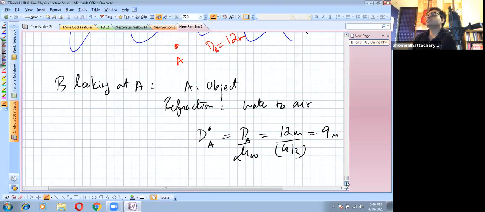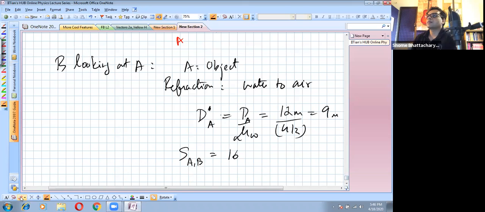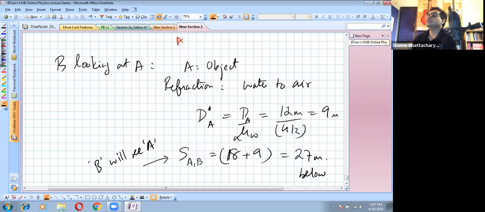Okay. So then the position of E as seen by B will just be, the water surface is 16 meters below. Was it 16? Sorry, it was 18. So 18 plus 9. The surface is 18 meters below, and then the apparent depth is appearing to be 9. So if you can see it is 27 meters below. So B will see E at a position of 27 meters below. So this becomes the application of the formula, right?